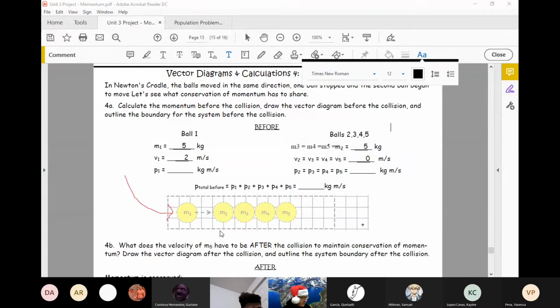I'm going to start with Mr. Romero Crespo. I'm going to ask you to tell me what the momentum should be for ball 1. And if your microphone is not working, you can type it into the comments.